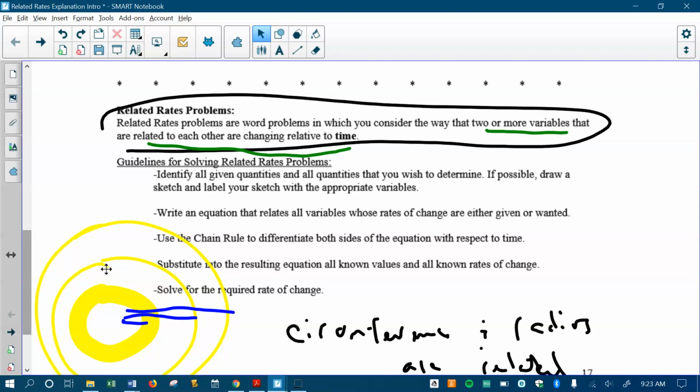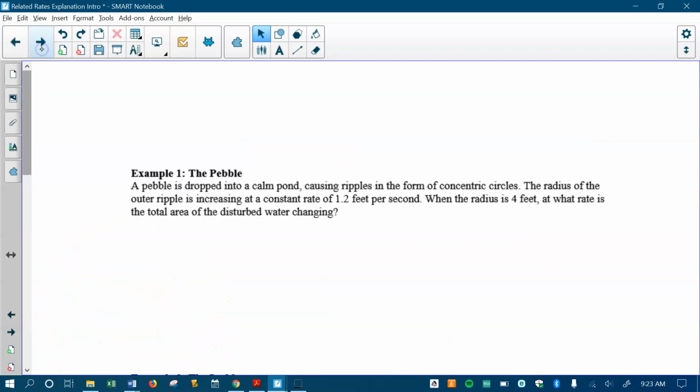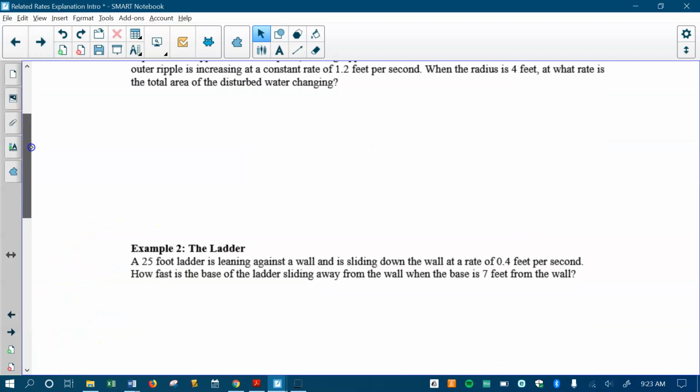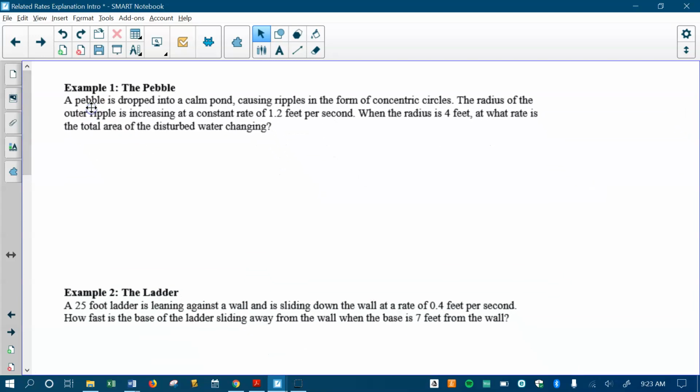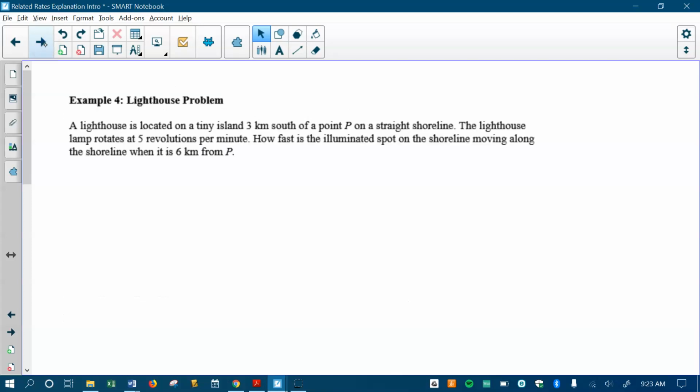There's some guidelines for solving related rates problems, and you're welcome to read those, or you're welcome to not read those. I want to just set up each of these problems. I think you already did this in the other video, so I'm not going to do examples 1, 2, and 3, but I'll do the other examples though.